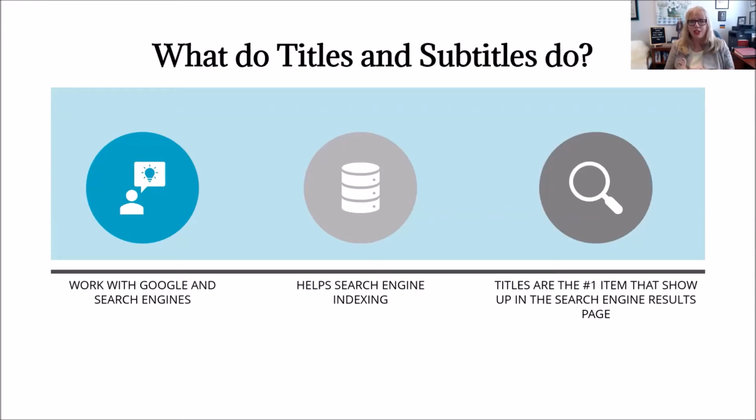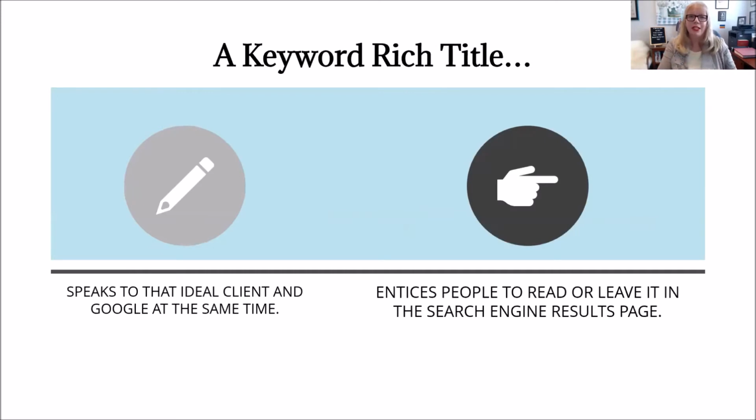They help with search engine indexing, and they're the number one thing that shows up in the search engine results page. So when you're looking at that entire page of Google giving you the answers, that's what's showing up there. So having titles and subtitles is really important, but even more important is putting your keywords into both of those. You want a keyword-rich title that speaks to the client and Google at the same time. So going back to my example, why can't I follow more people on Twitter? Google loved it, and it made sense to people searching for that solution.